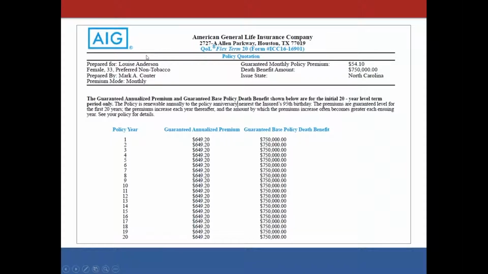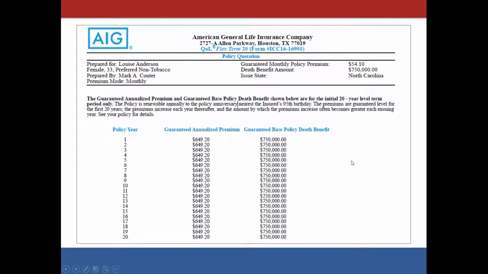So what we did is we went in there and we input Louise's information. And once we had completed that, we were able to determine for this lady, at age 33 with a preferred non-tobacco rating, a $750,000 death benefit and a guaranteed premium amount.